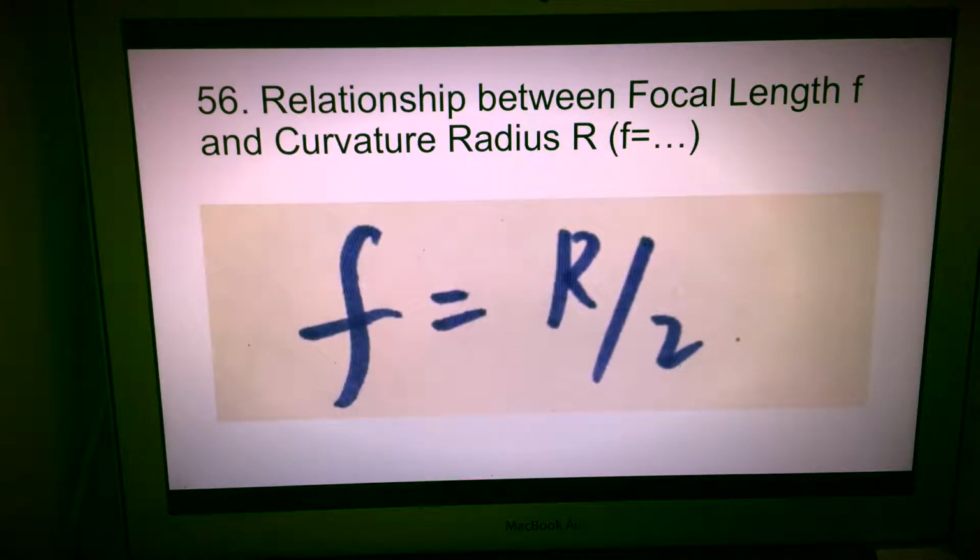56. Relationship between the focal length f and the radius R. We all know the radius is two times the focal length. So f equals R over 2. Because it's a circle, it's like the diameter and radius relation.